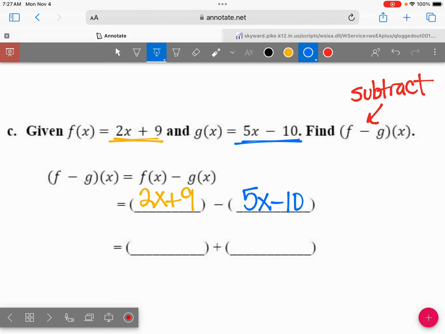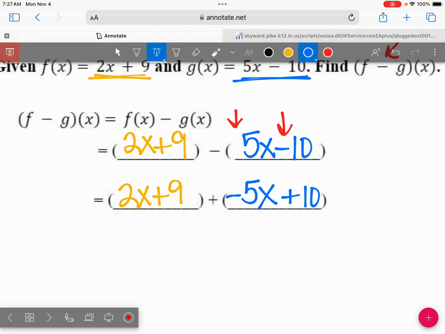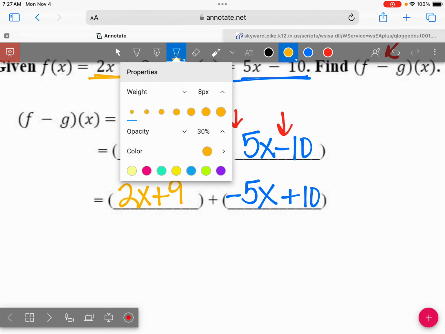Now, because we're subtracting, the 2x plus 9 doesn't change, but when you subtract, you have to distribute a negative, which means both of these signs are going to flip. We're going to do a change, change. So that +5x is going to become a -5x, and the -10 becomes a +10, and we only have to do that for subtraction. And now you're ready to combine your like terms.